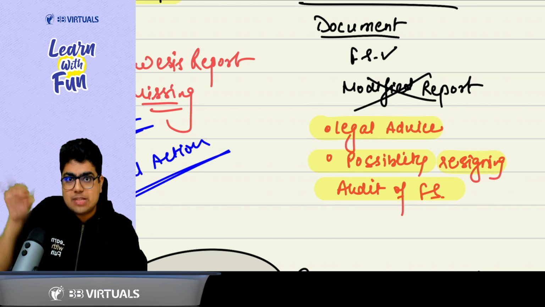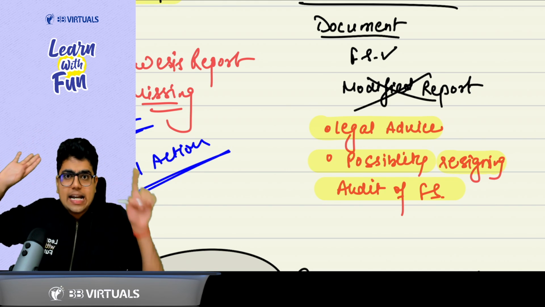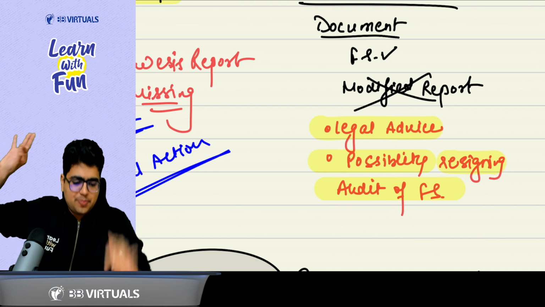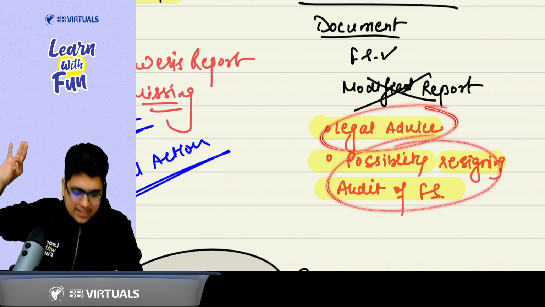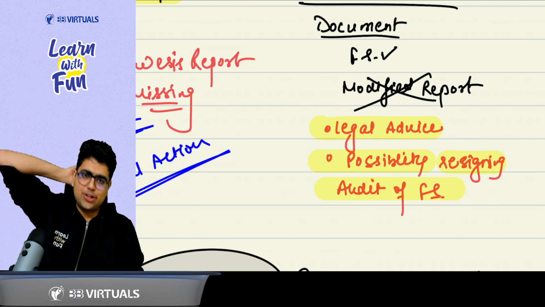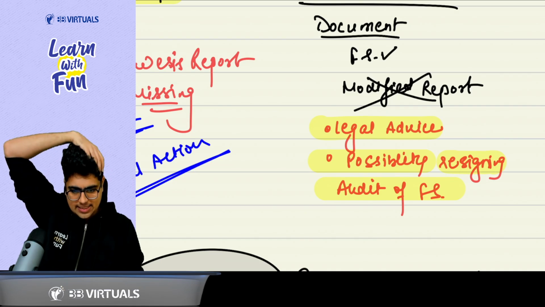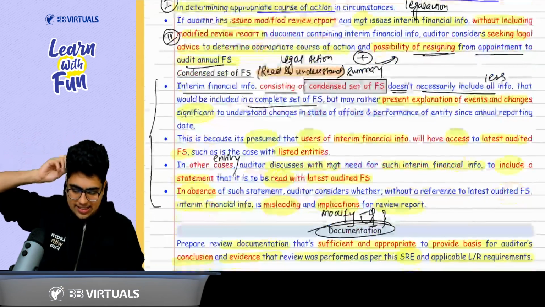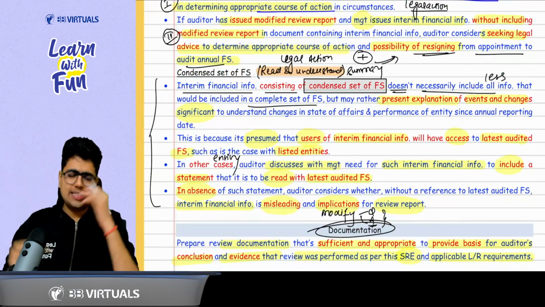That is, the review engagement is completed. But when it comes to the audit of financial statement, you will resign from this engagement. So legal action plus resigning from the audit of financial statement. Clear? Clear, sir. Then we discussed the condensed set of financial statements.